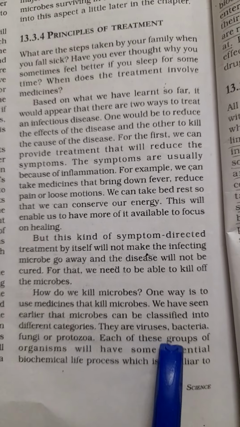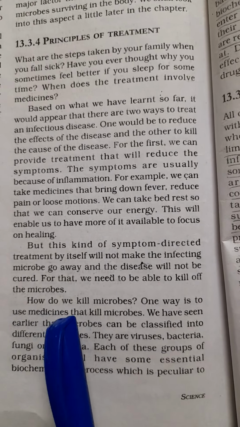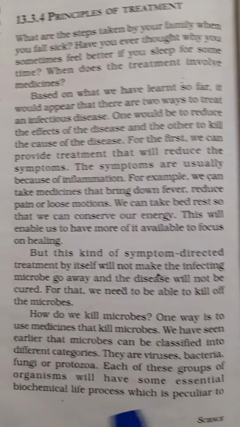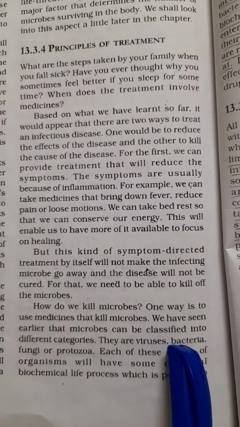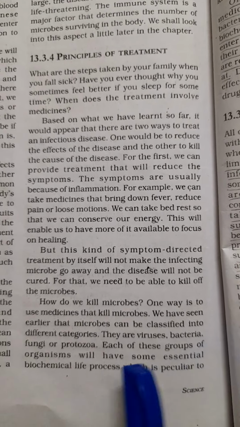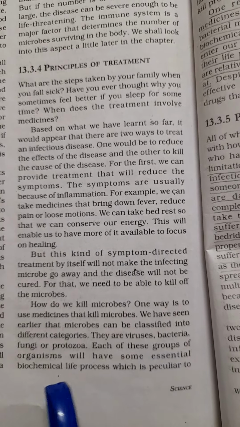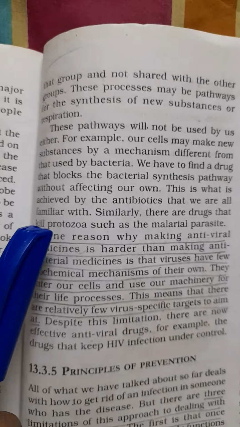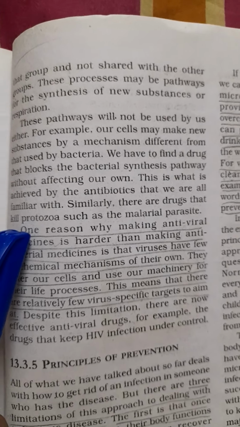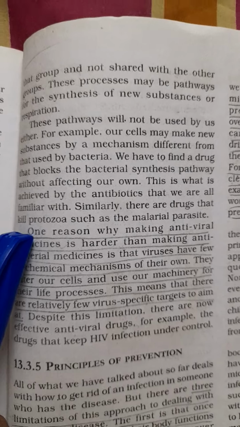How do we kill microbes? One way is to use medicines that kill microbes. We already saw that microbes can be divided into certain categories. Each of these groups will have some essential biochemical processes which are peculiar to that group and not shared with the other groups. These processes may be pathways for the synthesis of new substances or respiration.